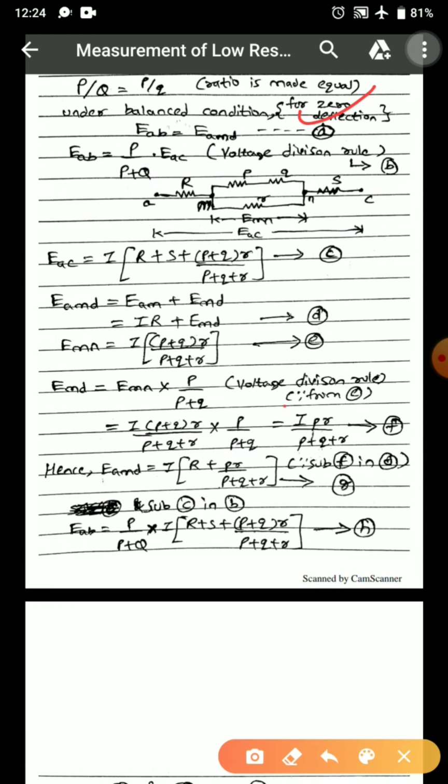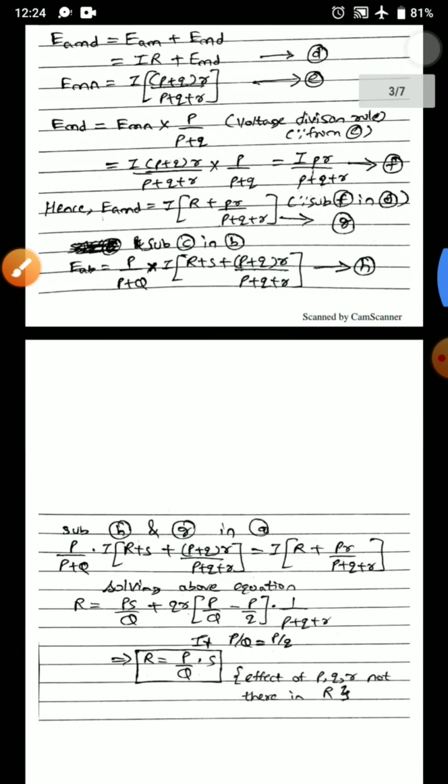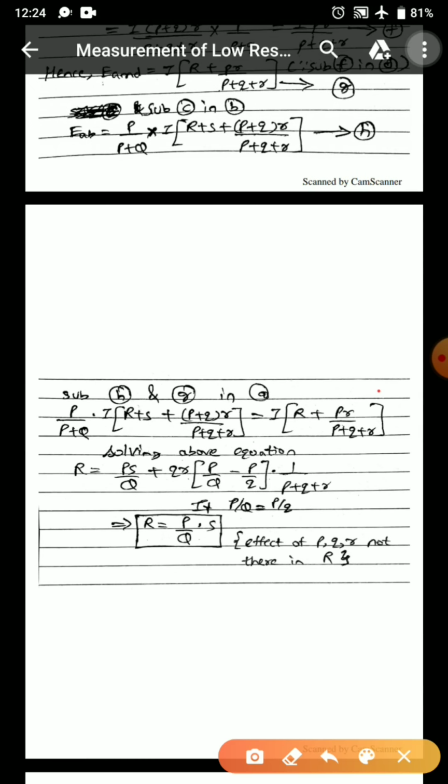Now in equation A, EAB is equal to EAMD. I found out the value of EAMD and I also found out the value of EAB. Now I'll just substitute in the previous equation. Substituting it, I get this equation. Now solving this equation further, I get a term.